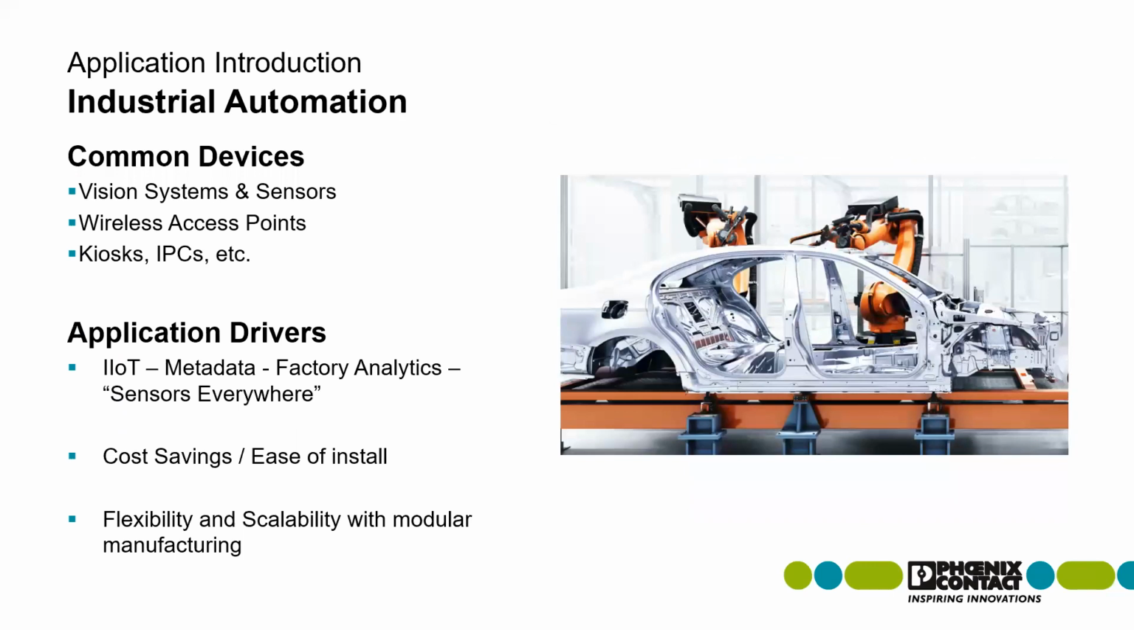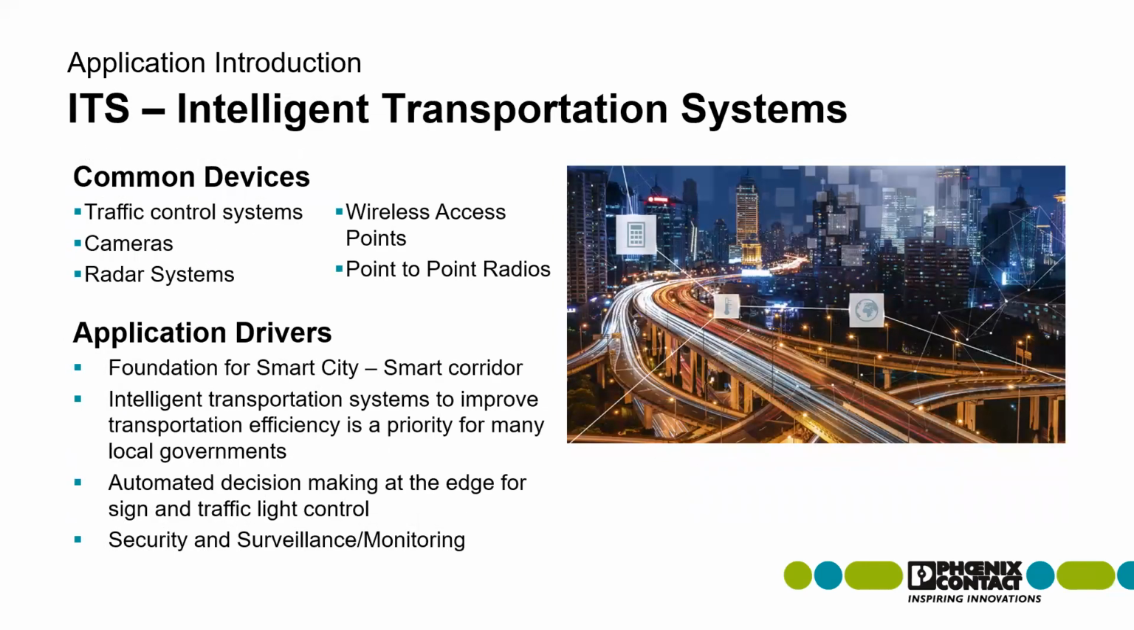In the industrial automation space, we see several use cases, but a couple that we'll just highlight: vision systems and sensors, wireless access points, and then those kiosks and IPCs, sensors everywhere. The benefits are the cost savings and the ease of installation, and then allowing you to be more flexible and more scalable in your manufacturing space.